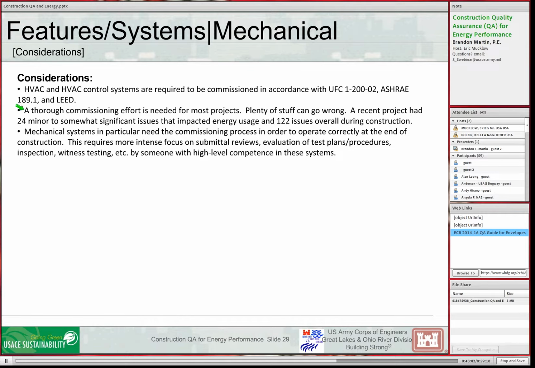I just worked on a recent project where 24 minor to somewhat significant issues impacted energy use, and overall there were 122 issues related to the HVAC system. Fortunately, since we have to commission these anyway, if we pay attention to that process, we're going to catch a lot of this stuff. Again, it requires an intense focus on submittal reviews, evaluation of test plans and procedures, and testing. And the people that do this need to have a high level of competence with these systems.